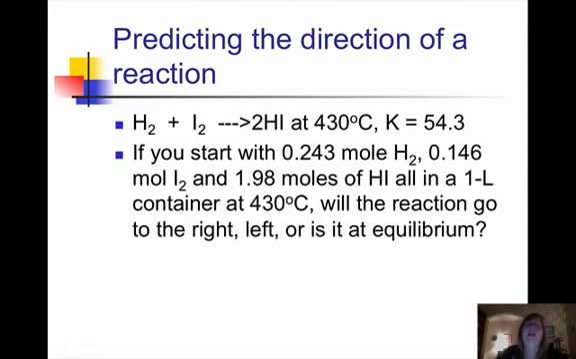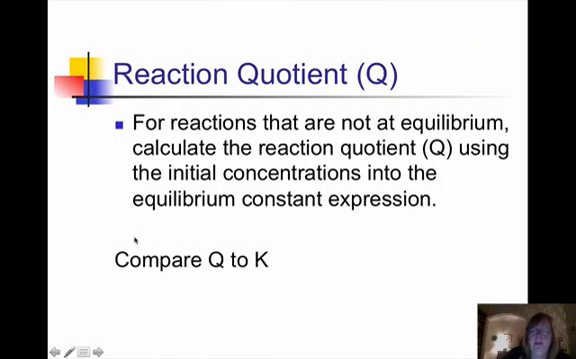All right, we're going to talk about one more thing in this video, and it's predicting the direction of a reaction. So here we've got the synthesis equation at 430, and we have a value of K. Now, they give us some concentrations. They tell us the moles, and it's in a 1 liter container. So it's moles divided by 1, it becomes molarity. So it's a molar concentration. We don't know if these concentrations are at equilibrium. So we can't say, well, K is equal to. We're going to call it a Q. It's called a reaction quotient.